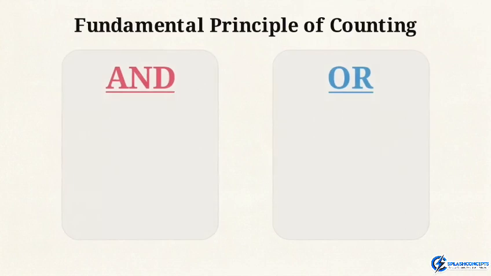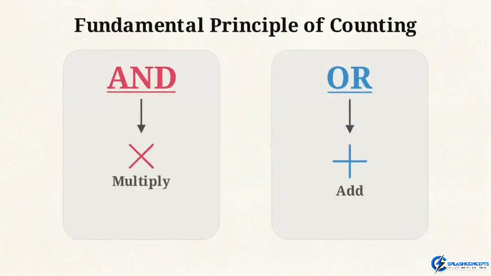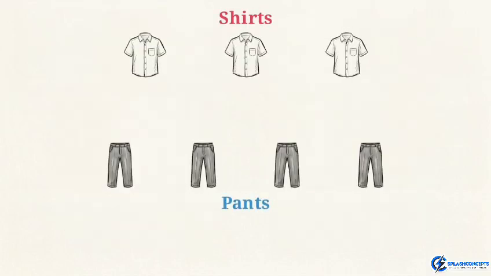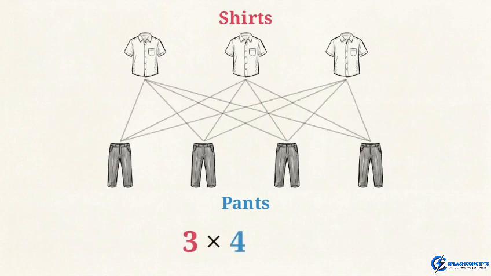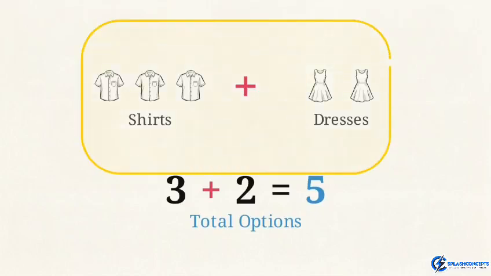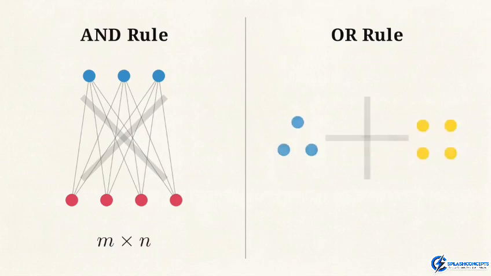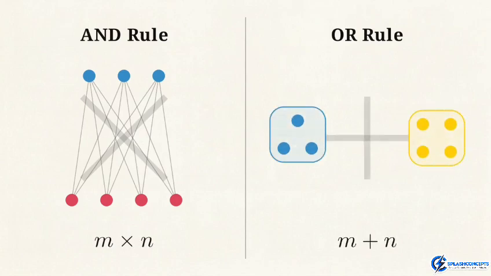This logic relies on translating two simple words, and or, into mathematical operations. In this wardrobe layout, if you need a shirt and a pair of pants, you multiply the independent choices. 3 shirts on top, pairing them with 4 pants below, gives you 12 possible outfits. But if the choice is exclusive, meaning you pick a shirt or a dress, you add the choices together. 3 shirts plus 2 dresses equals 5 total options.